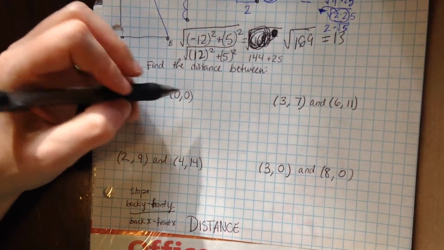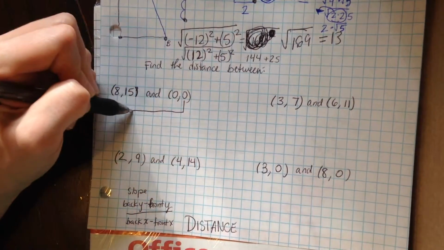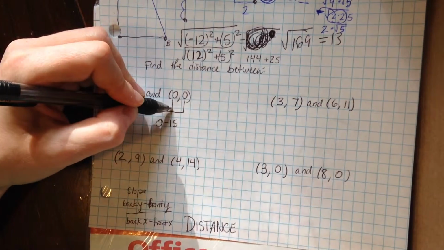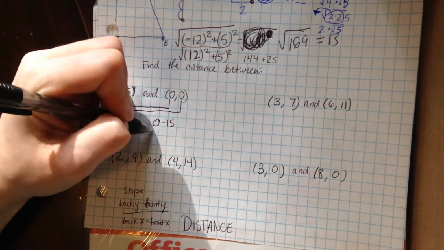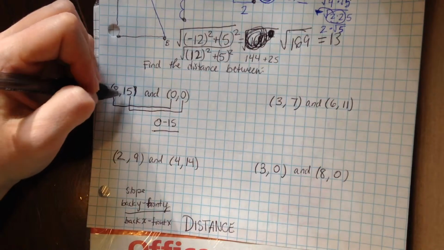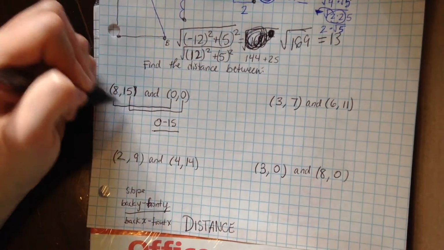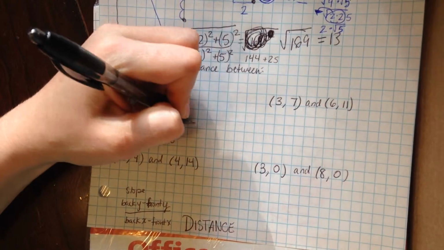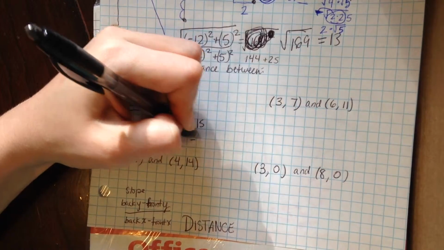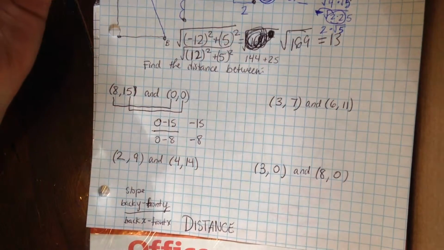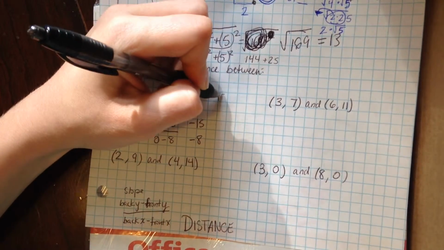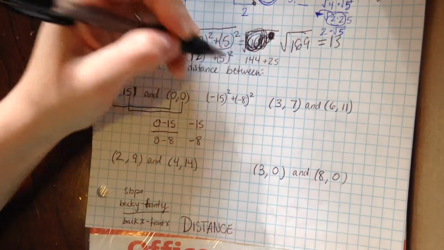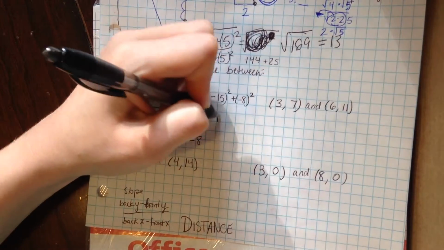So here we have back y minus front y, 0 minus 15. We have back x minus front x. A lot of you might have noticed that this one would be easier to go front minus back. So we could also do that. So we have negative 15 and negative 8. We're going to square these numbers. So we're going to go over here and we're going to write negative 15 squared plus negative 8 squared. Or, as I mentioned, why not turn these into positives?